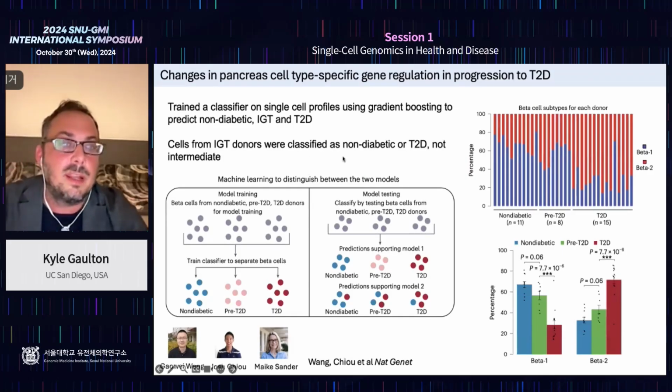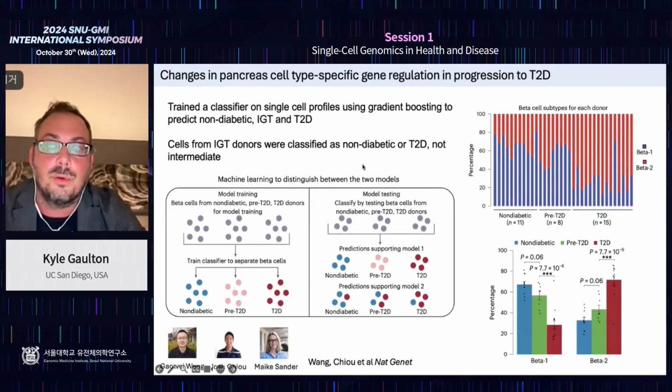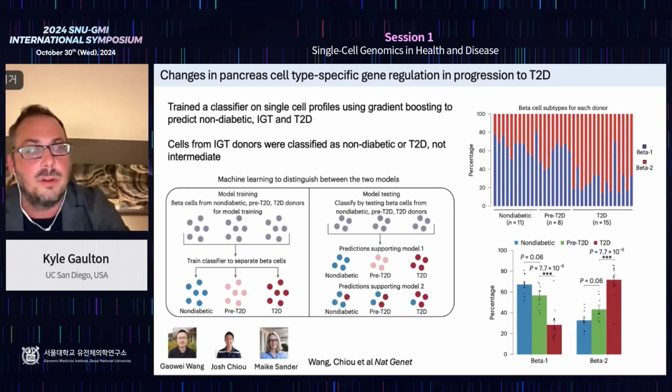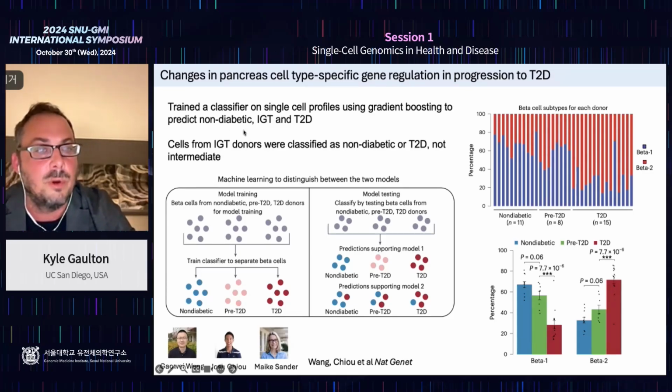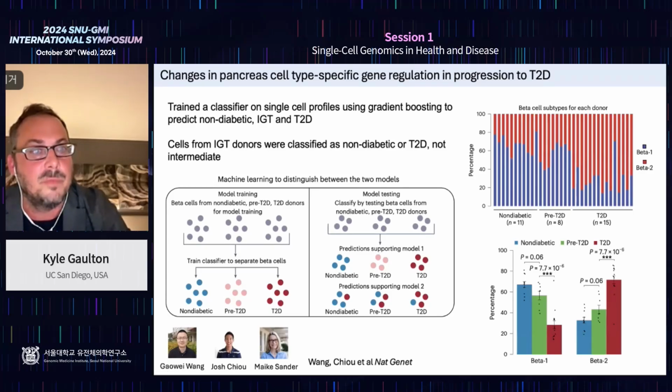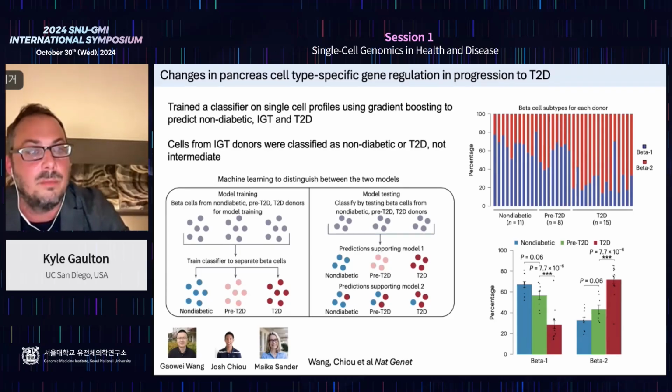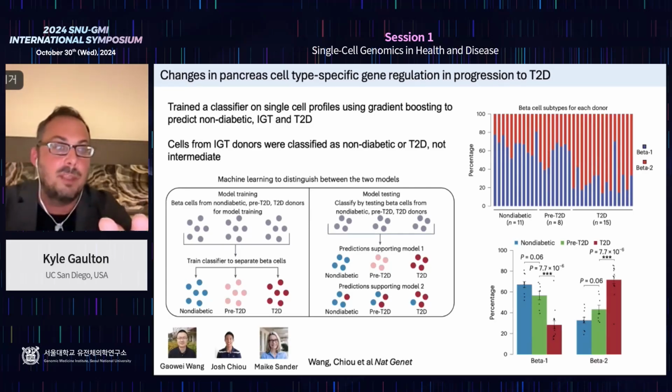And one way that we use these data, which I thought was relevant to the symposium, is that we were interested in the question of whether these pre-diabetic cells had intermediate genomic phenotypes compared to non-diabetic and type 2 diabetic donors. To ask this question, what we did is train a classifier to basically allocate the cells to either non-diabetic, pre-type 2 diabetic, or type 2 diabetic states, and then ask whether the cells mapped in different classes, especially for pre-T2D, or whether the cells mapped in only the non-diabetic and type 2 diabetic state.